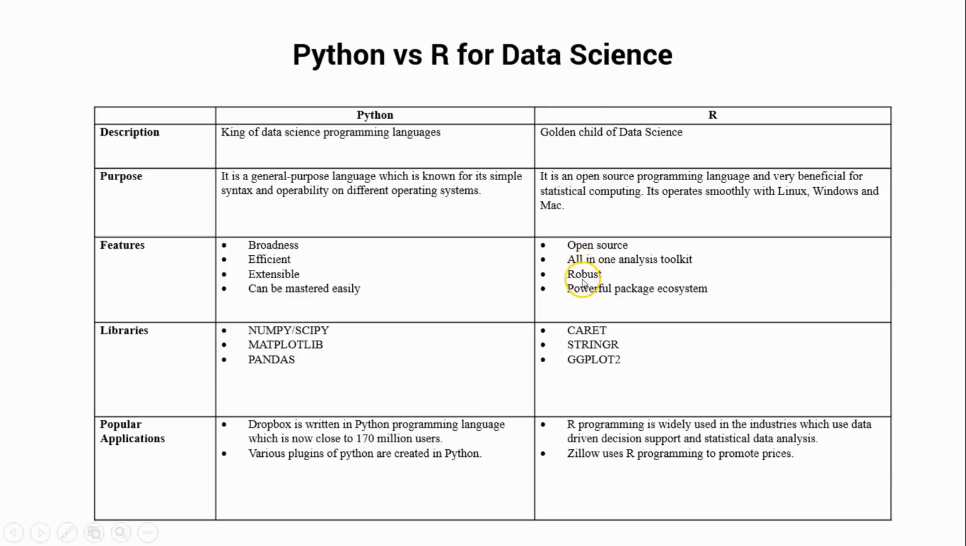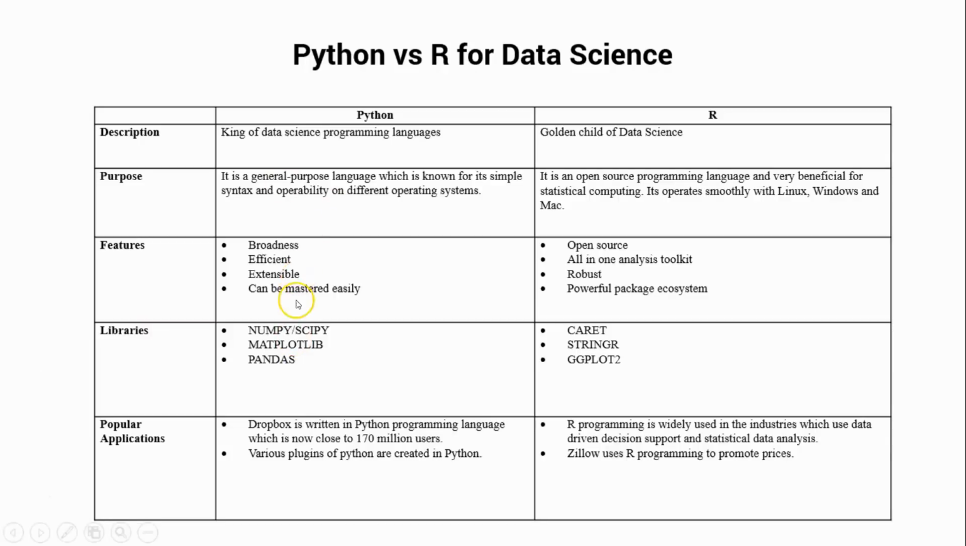Then comes robustness, because it is very easy to grasp. It includes powerful packages like Python, but some packages are inbuilt in R. There is no need to install them. In case of Python, you need to install them as and when needed. But in R, they are already included. The list of libraries is given over here. This is actually used for data visualization and manipulation.